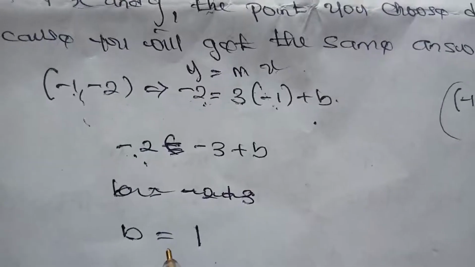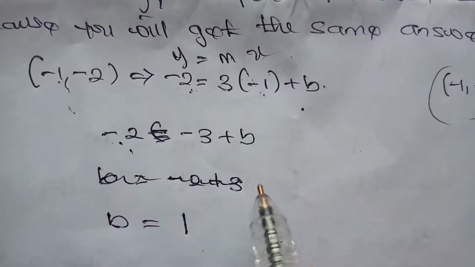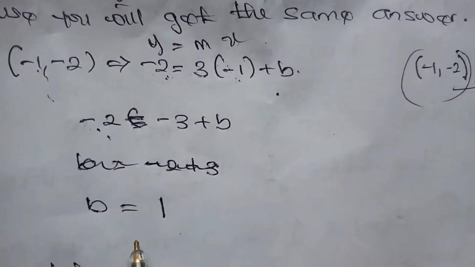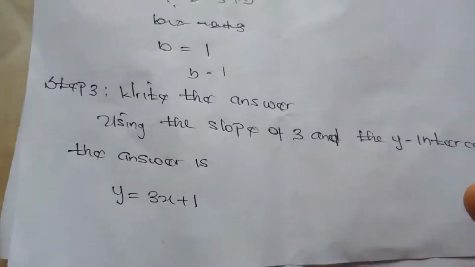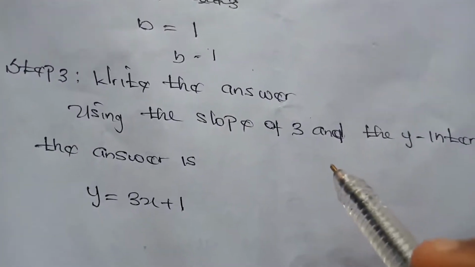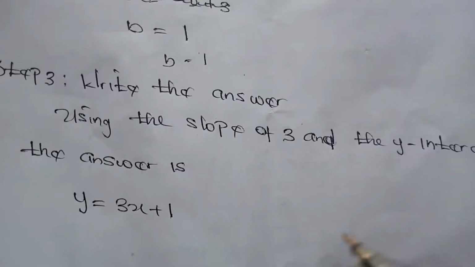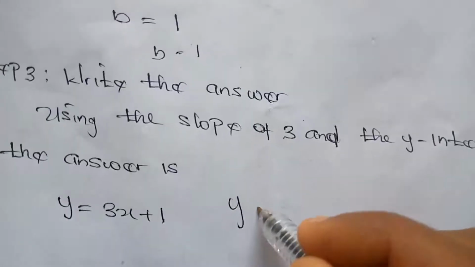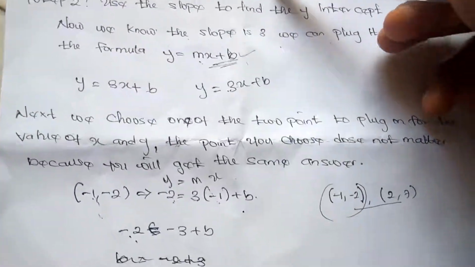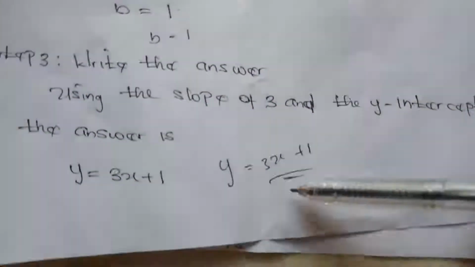Now to get b, we collect like terms. -2 plus 3 gives us plus 1. So our b is equal to 1. Now step 3 says write the answer using the slope of 3 and intercept of 1. Your answer is y equals 3x plus 1. That's step 3. We wrote the answer using m and b, the slope 3 and the intercept 1.